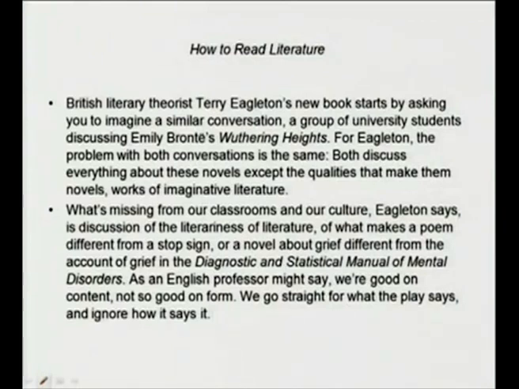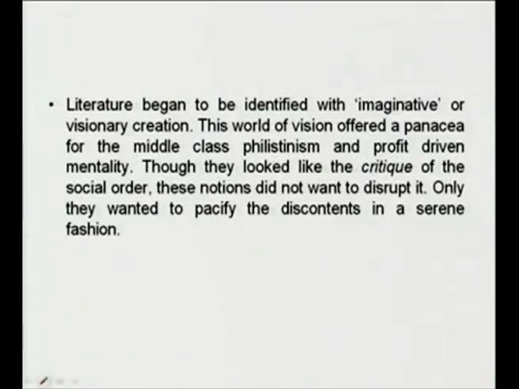And therefore, what Eagleton says, what we feel also as teachers of English literature, is discussion of the literariness of literature, of what makes a poem different from a stop sign, or a novel about grief different from an account of grief. As an English professor might say, we are good on content, not so good on form. We go straight for what the play says and ignore how it says it. Therefore, literature began to be identified with imaginative or visionary creation. This is what liberal humanism aims at.